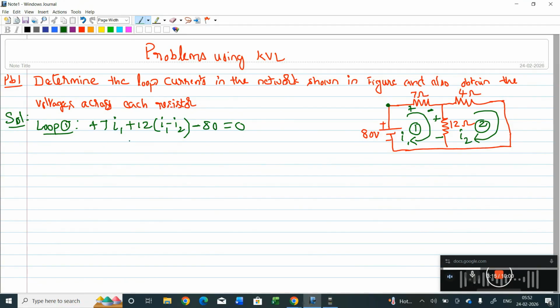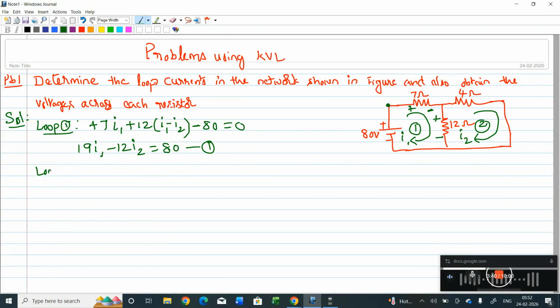And regrouping with I1 terms together and I2 terms together, we will get 7I1 plus 12I1, equivalent to 19I1, and the I2 term is minus 12I2. If you move minus 80 onto the right hand side, we will get plus 80 on the right hand side. So the equation will become 19I1 minus 12I2 equal to 80. This is the loop 1 equation.